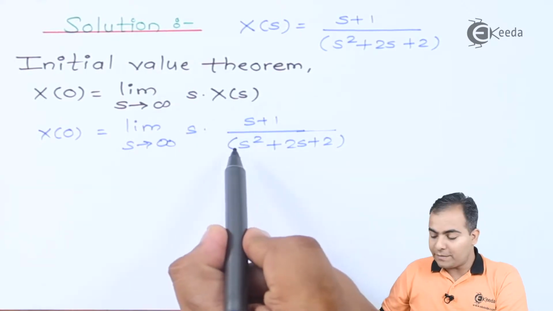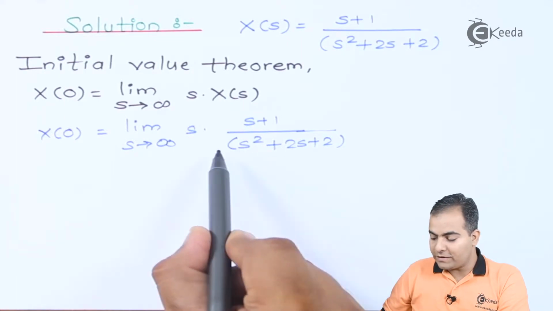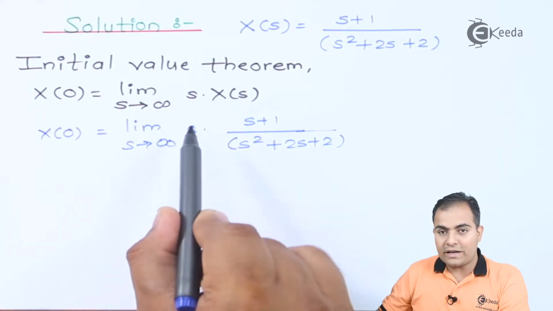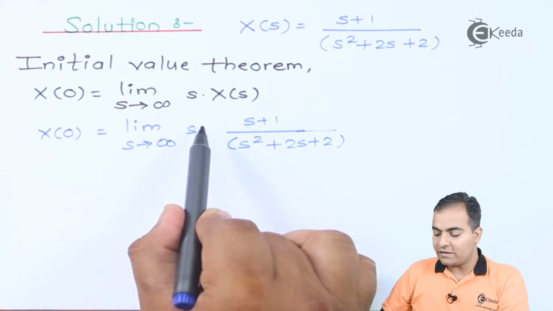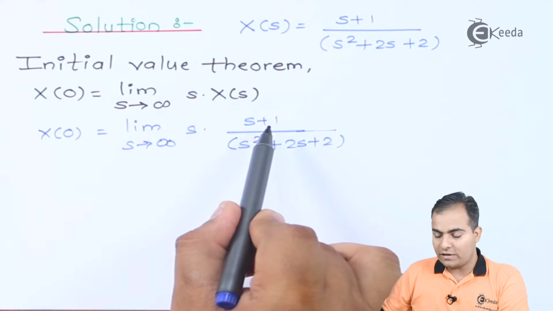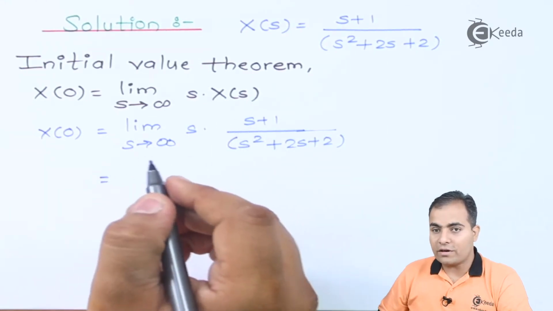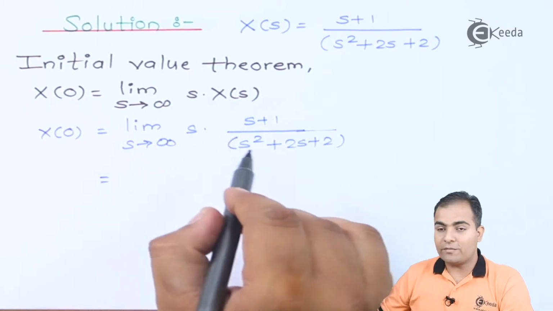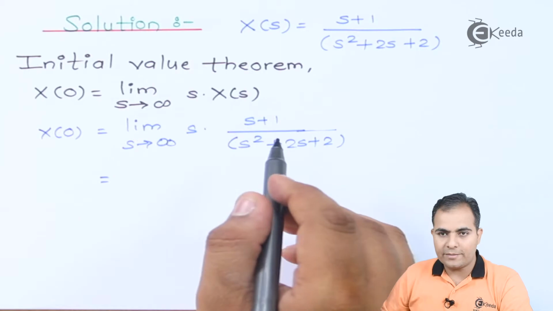Similarly, look here, in the denominator we have s square. If you take this s square common from the denominator, then you can say that this s square and the numerator s square will get cancelled. And if this s square gets cancelled, then what will be there in the equation? Let's see. So, right now I am taking s square common from the denominator and from the numerator I am taking only s common.